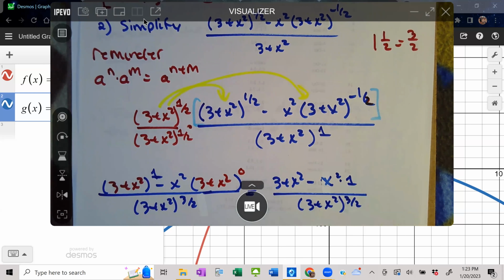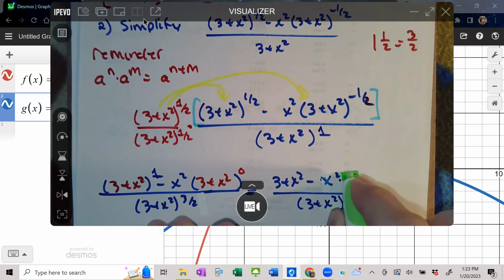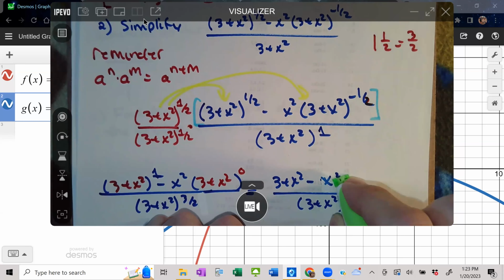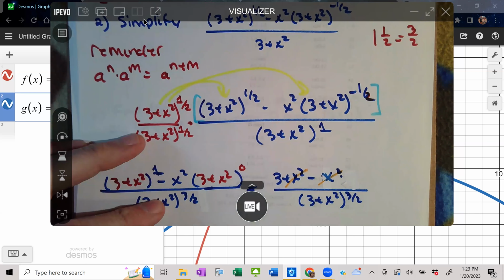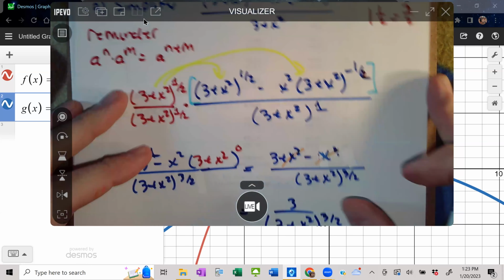Well, that 1 is coming from this part right here. 3 plus x squared to the 0 power, that's where I got that 1. I don't really need to write the times 1 here, so let me get rid of that. A little more Photoshop. And now I've got 3 plus x squared minus x squared. And yes, the x squareds can cancel at this point, and you're left with 3 over 3 plus x squared raised to the 3/2. And that's it. Nice.